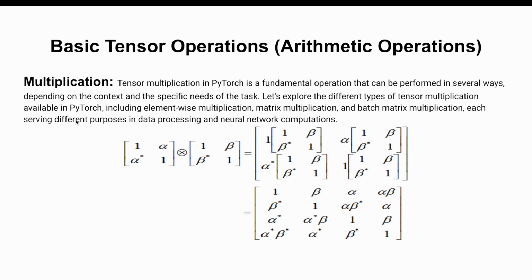So tensor multiplication in PyTorch is a fundamental operation that can be performed in several ways depending on the specific needs of the task. There are different types of tensor multiplication available in PyTorch, including element-wise multiplication, matrix multiplication, and also batch matrix multiplication. Each serves different purposes in data processing and also in neural network computations. And they're different, as you will see.